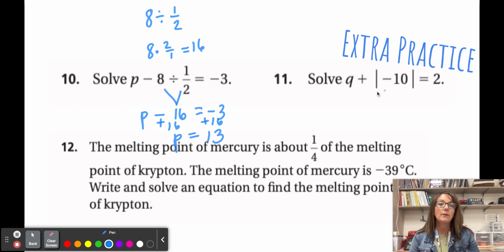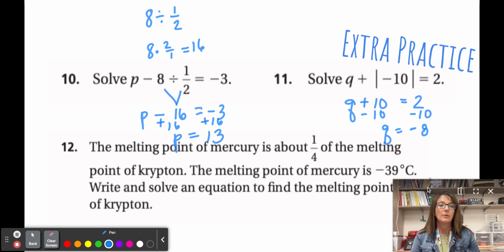On number 11, you have to remember these absolute value symbols mean the distance from 0. So how far away is negative 10 from 0 on a number line? It is 10 spaces. So q plus 10, writing it without the absolute value symbols. So now we're going to subtract 10 from both sides. And we'll get q is equal to negative 8. So negative 8 plus 10 is a positive 2. We know that that checks out.